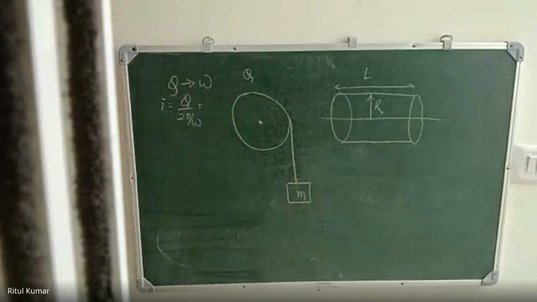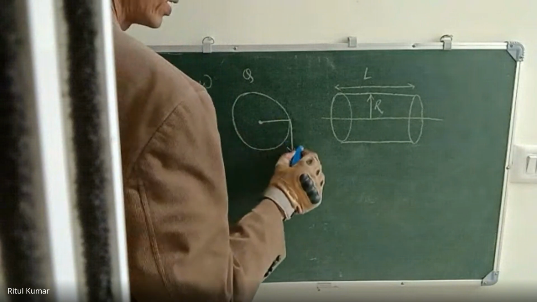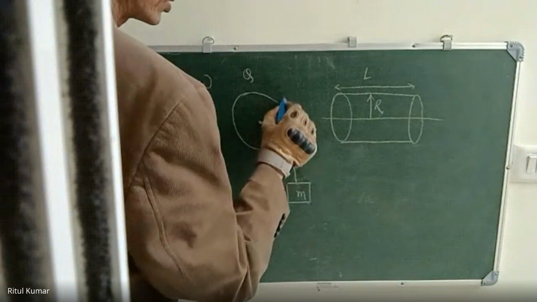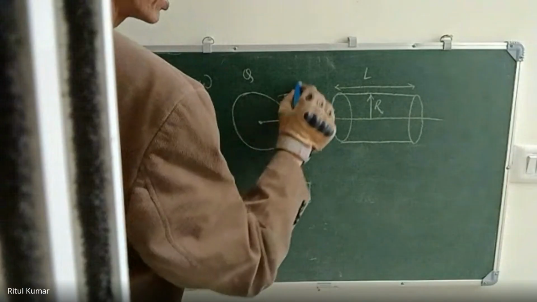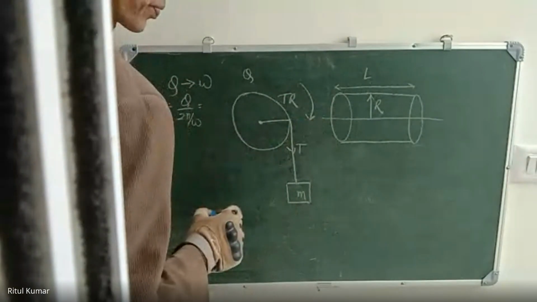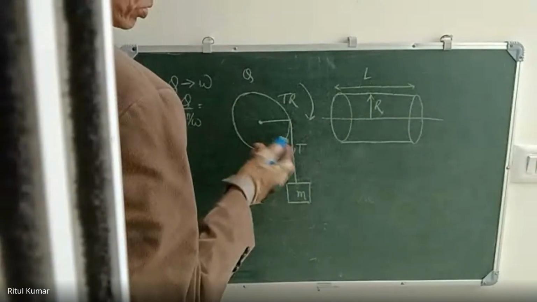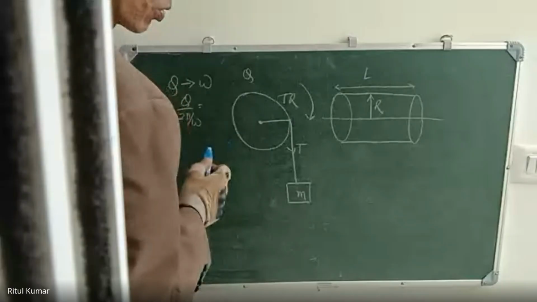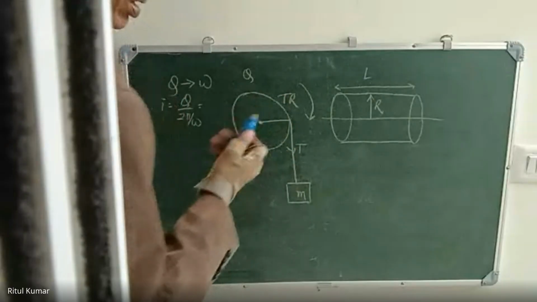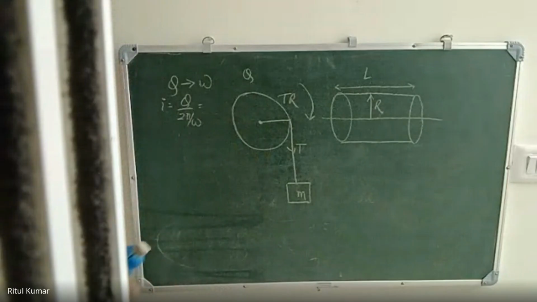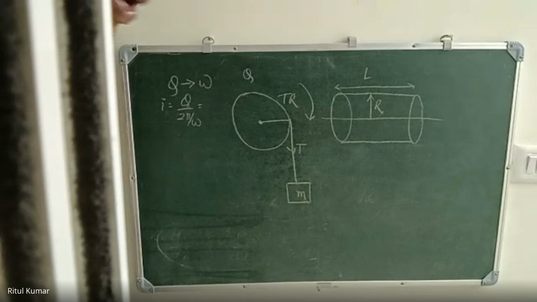You have one torque on the cylinder, right? One torque is there on the cylinder, T into R, which is trying to rotate it clockwise. If the torque acts, then it starts rotating clockwise with an angular acceleration alpha, correct? Yes. Correct, or no?